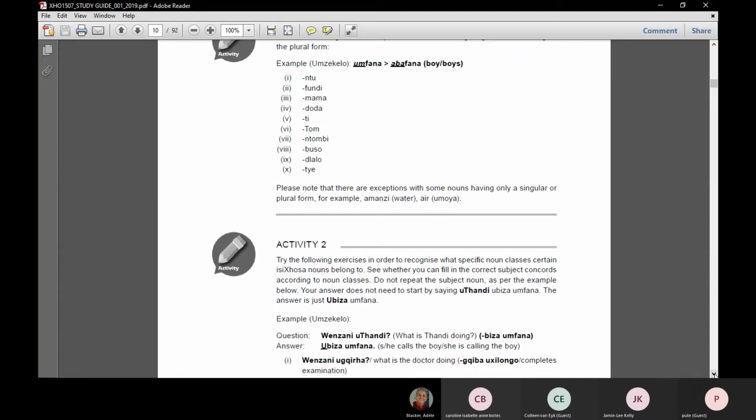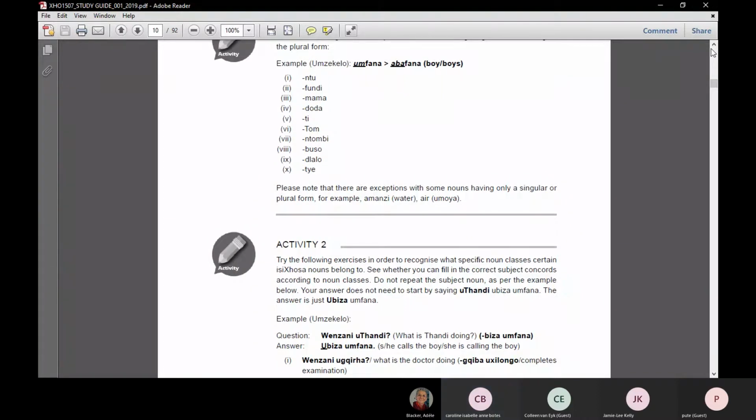So let's go to number 2. The root word is fundi. Give me a prefix. Fundi, as in a learner. I'd say abafundi. No, abafundi is plural. Abafundi is learners. Amfundi. No. I need a prefix for that word in singular. Abafundi is plural. Umfundi. Yes, it's umfundi, a learner.